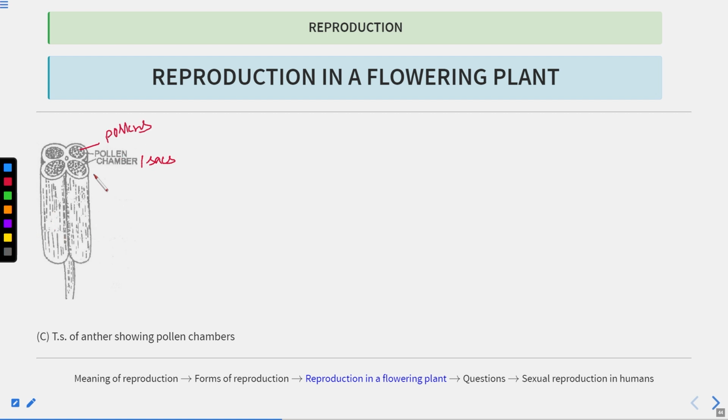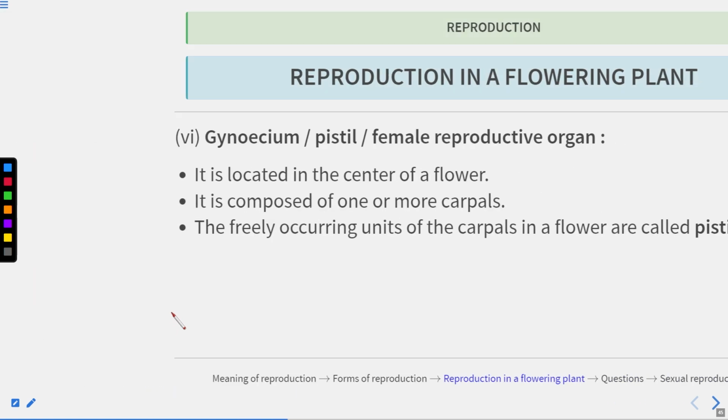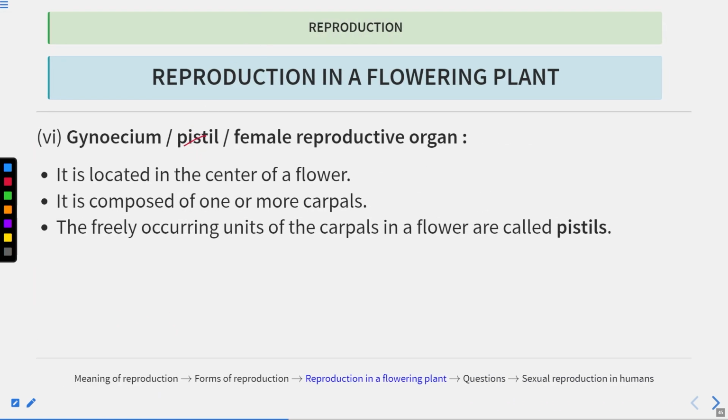If we dissect the anther, you can see this is one anther lobe, this is another anther lobe, and each anther lobe contains two pollen sacs. Clear? So this is a TS of an anther showing you the pollen chambers or pollen sacs. Now let's talk about the gynoecium.